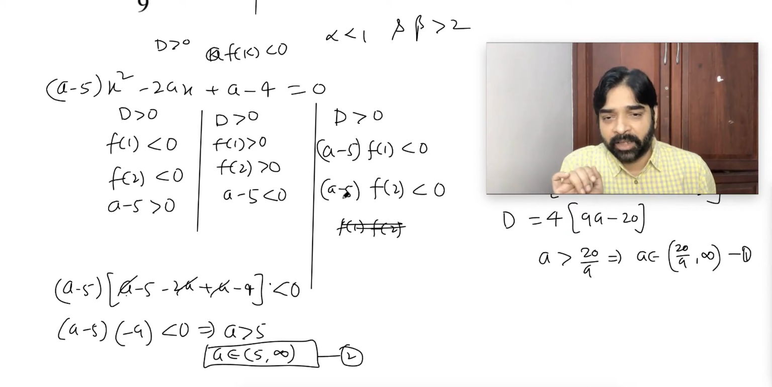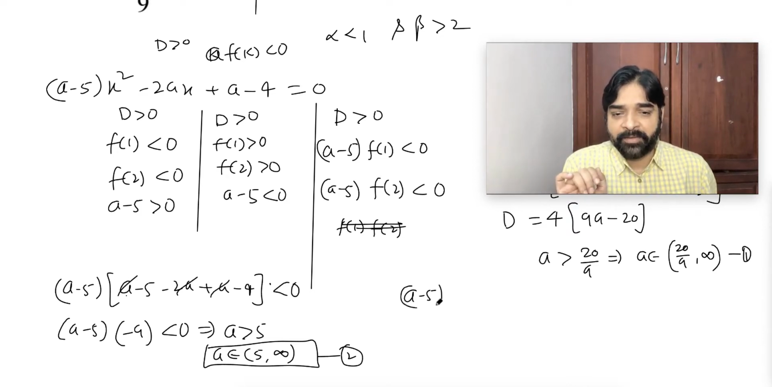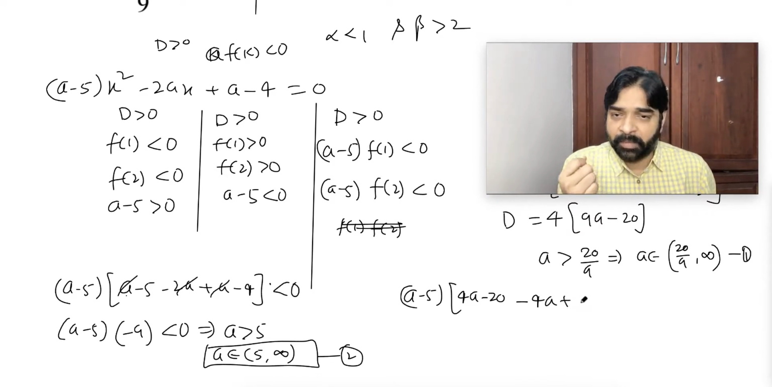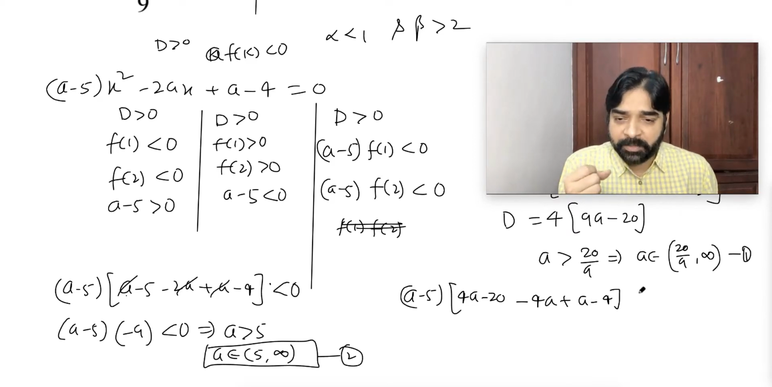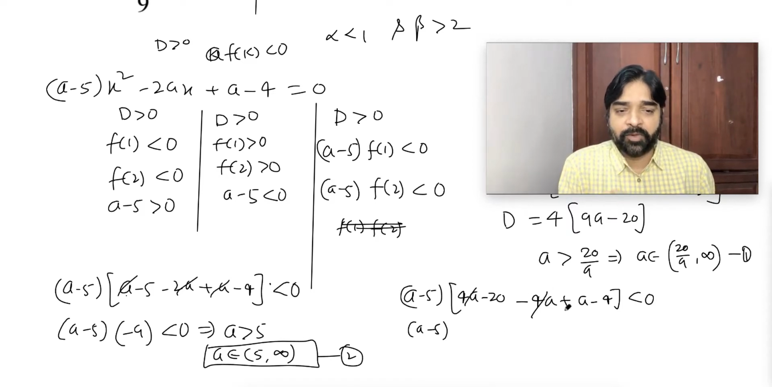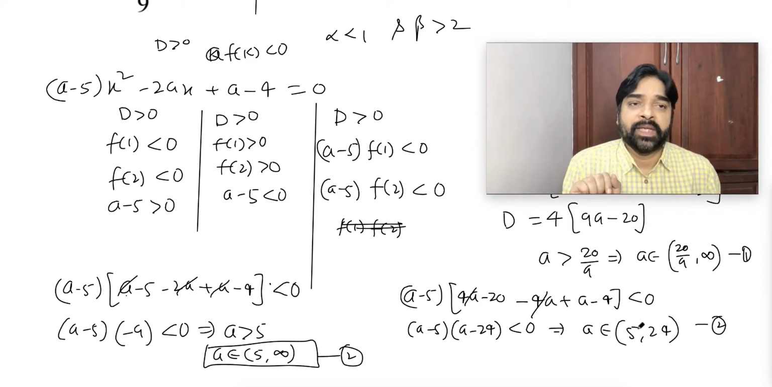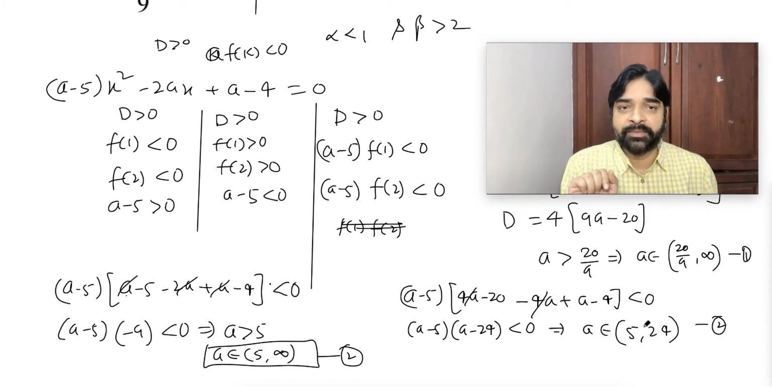This will come second. Third condition, let's try to get it. a minus 5 into f of 2. F of 2 how much? 4a minus 20 minus 4a, I'm doing correct, maybe, plus a minus 4 must be less than 0. So I'll get a minus 5, 4a, minus 20 minus 4, minus 24. So a minus 24 less than 0. Polynomial inequality will apply and we'll say a element of 5 to 24, open interval. Third condition, we got it. Is it right? All of you able to understand?